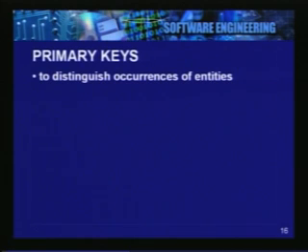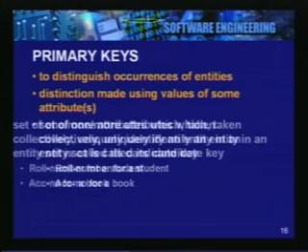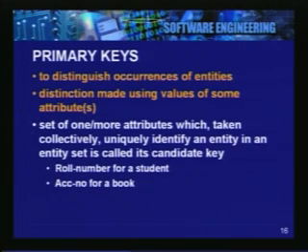So, we may have an entity set called student. There are now 4,000 students in this institute. How do I distinguish one student from another student? This would be done using the concept of a key. Distinction, therefore, is always made using the value of some attribute or attributes. A set of one or more attributes can uniquely identify the entity. In that case, this set of one or more attributes is called its candidate key.